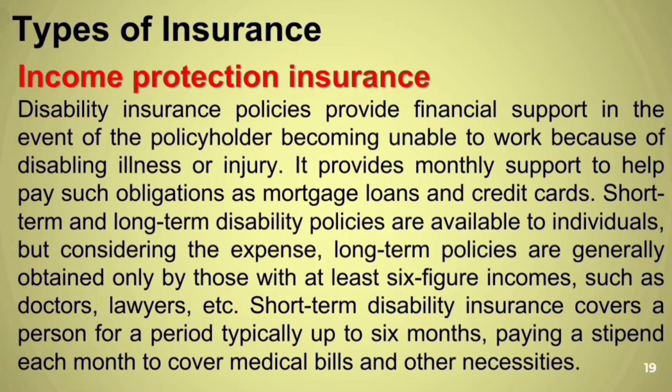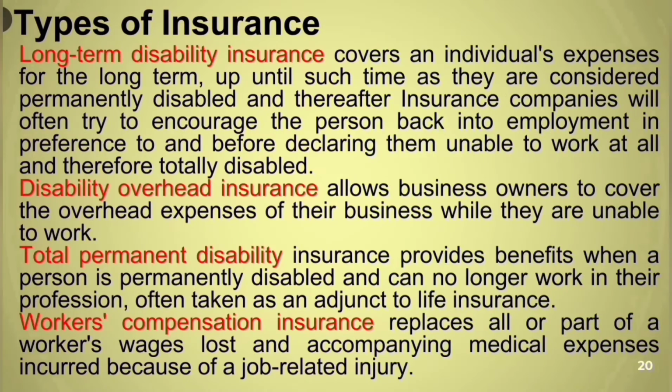Short-term disability insurance covers a person for a period typically up to 6 months, paying a stipend each month to cover medical bills and other necessities. Types of insurance. Long-term disability insurance covers an individual's expense for the long term up until such time as they are considered permanently disabled, and thereafter insurance companies will often try to encourage the person back into employment in preference to and before declaring them unable to work at all and therefore totally disabled.